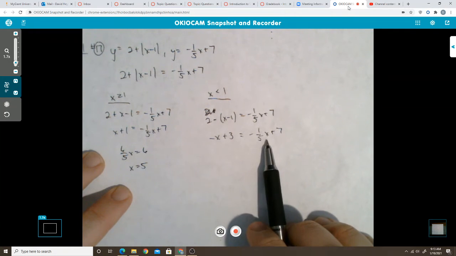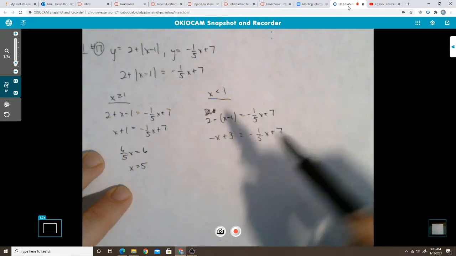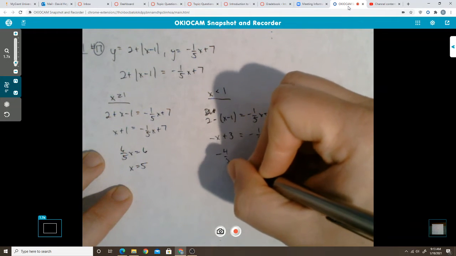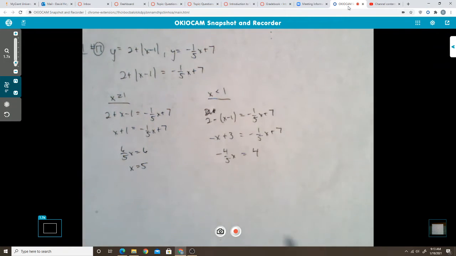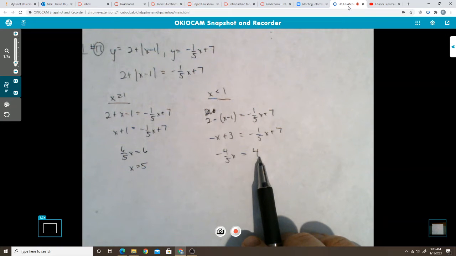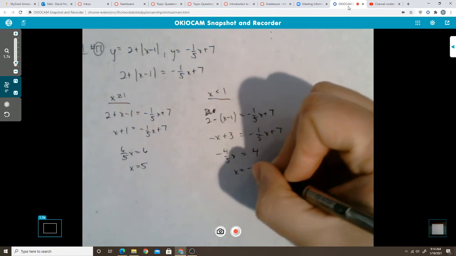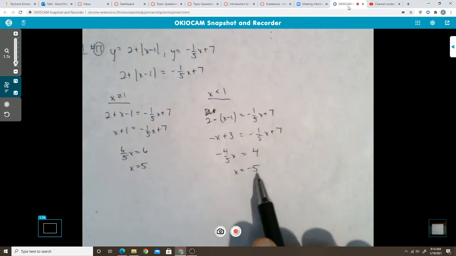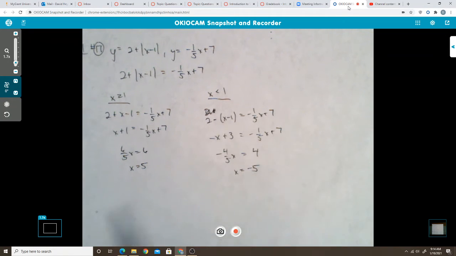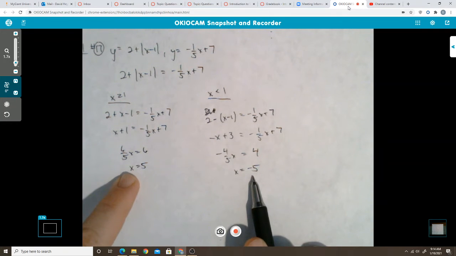And again, I can add the 1/5 x over to the other side, and that'll make this a negative 4/5 x. And I can subtract the 3 and get 4. Multiply by 5, you get 20. Divide by negative 4, and you get negative 5. That's interesting. Okay, negative 5. And negative 5 is less than 1, so again, there's no contradiction or anything. So you know that the two graphs are going to cross at 5 and negative 5.